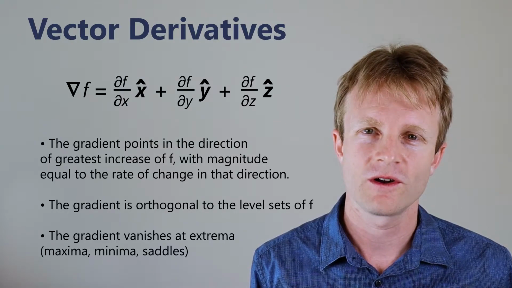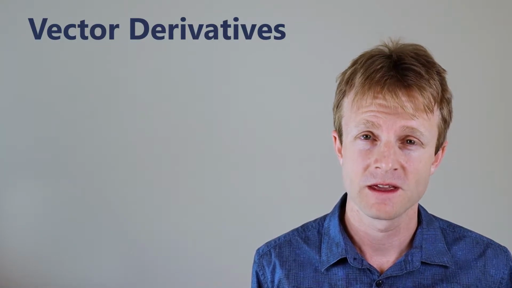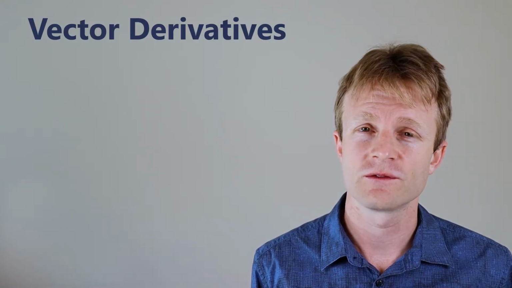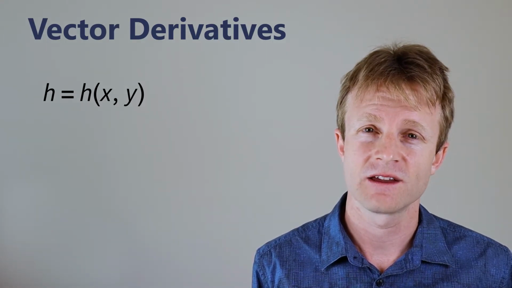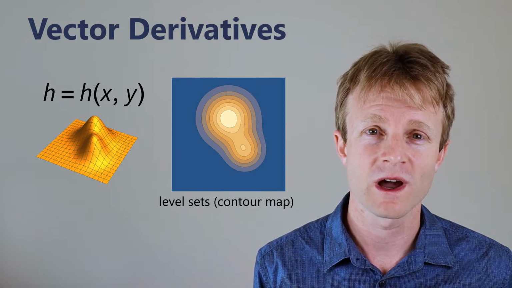These properties are all very nicely illustrated in terms of a two-dimensional example. So let's now think of a scalar function of just two variables, x and y. And we'll think about it as the height of a hill, h of x and y.